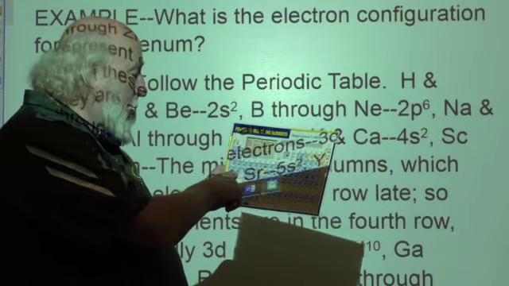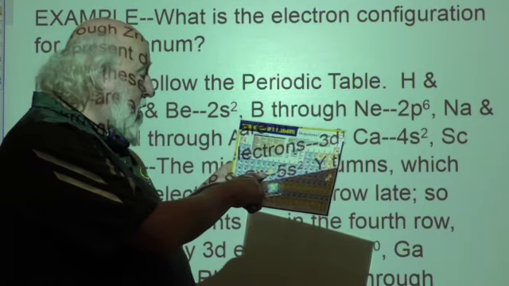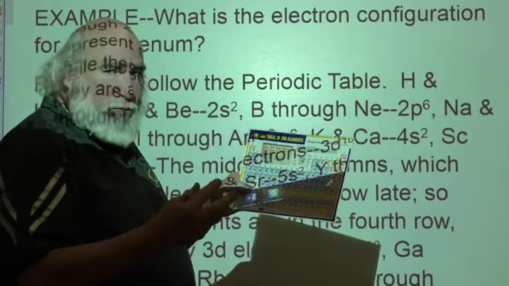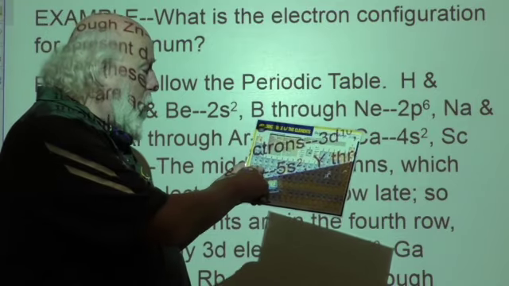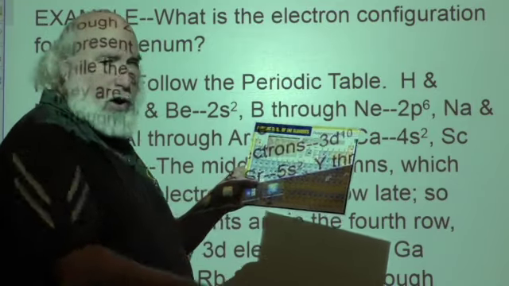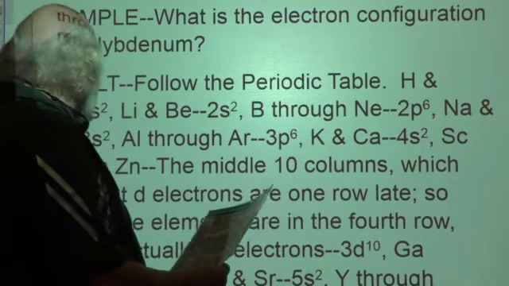Rubidium and strontium are 5s2. And molybdenum is over here. This is in the D's in the 5th row, but they should be in the 4th level. So that's 4d1, 2, 3, 4. So that's what it is going to end with, is 4d4.